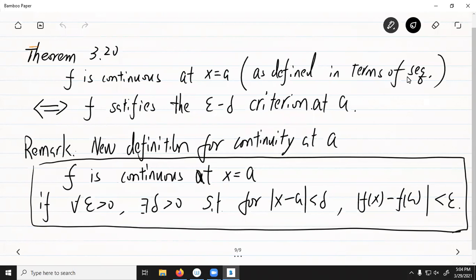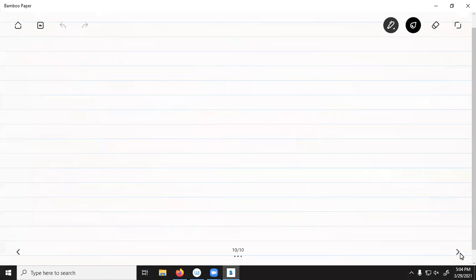Now in our textbook, we start from the sequence, the terms of a sequence, to define continuity. So now we set up the equivalence. We need to prove the theorem that says these two definitions are the exact same thing, so we use the if and only if. So we need two directions. Okay, so let's prove it.